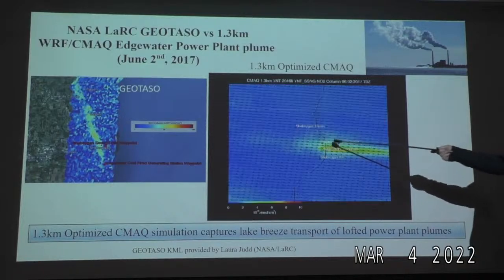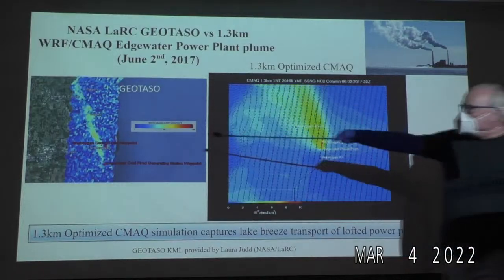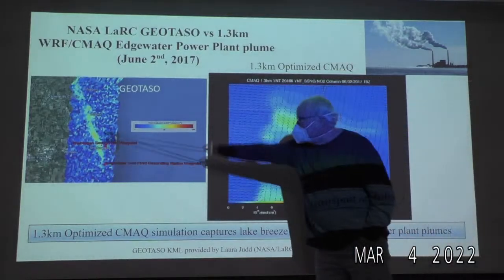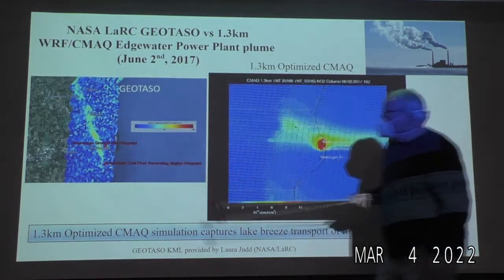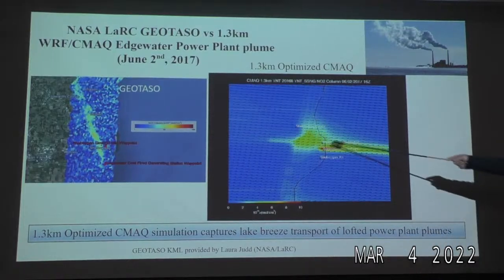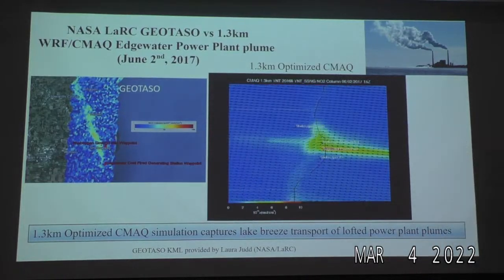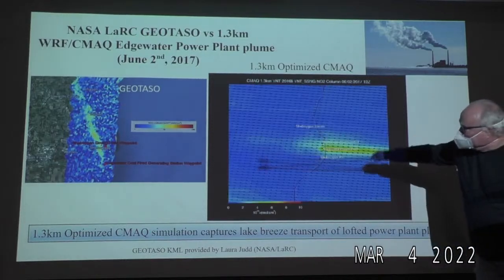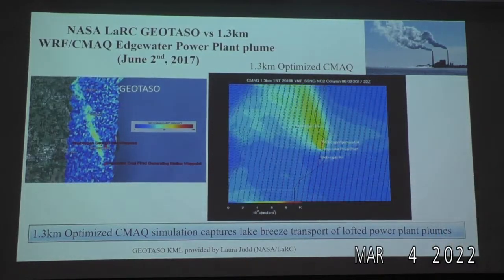And we can zoom in even further. This is some aircraft observations. We're looking at column NO2. You can see a smokestack, or the pollution from the Edgewater coal-fired power plant. And at 1.3 kilometers, we're actually able to resolve that individual power plant, its plume, and you can see this lake breeze circulation bringing that pollution onshore.